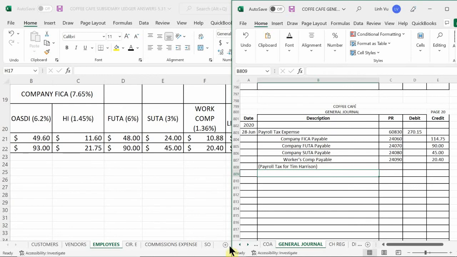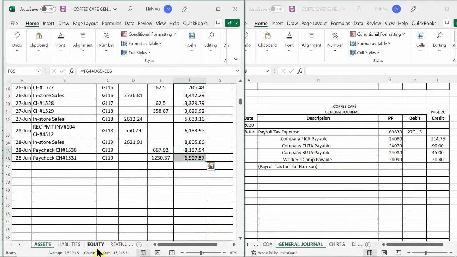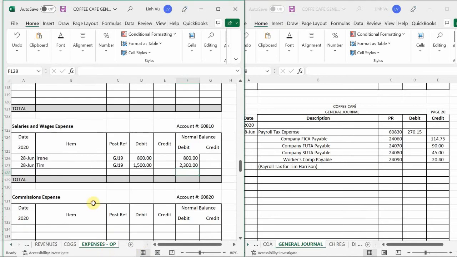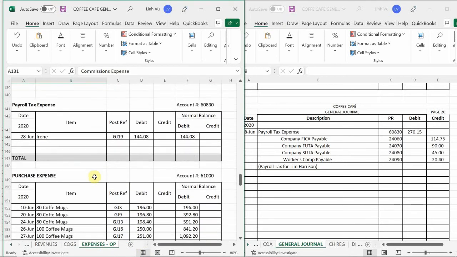Okay, so last but not least, plug in your numbers into your ledger. So again, we're going to go to operating expenses.